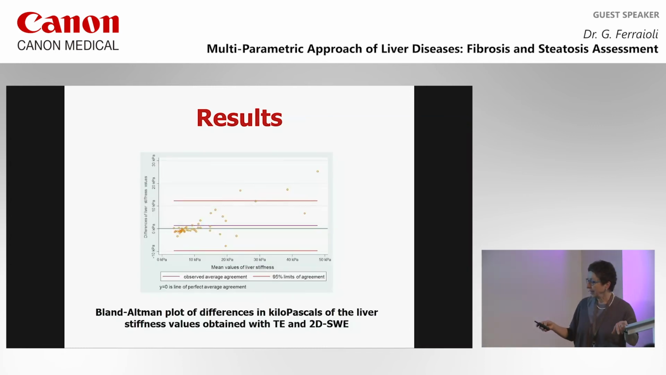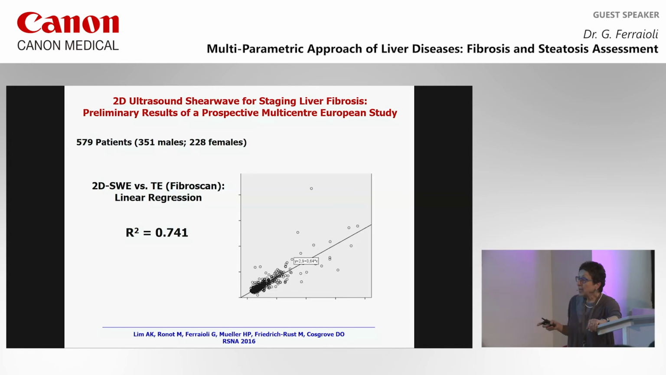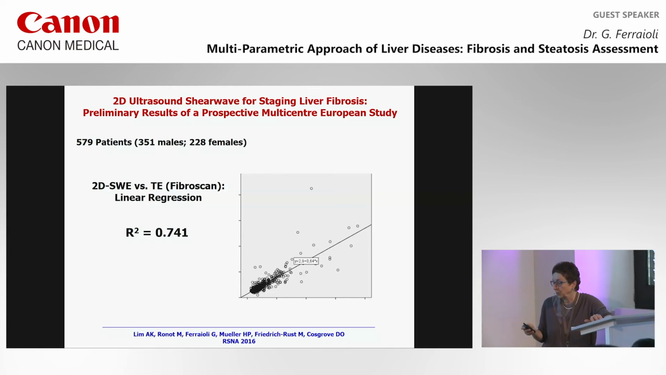And this is another way to show the data, using the Bland-Altman plot. And here you can see the same, that the data are very close to the values obtained with the FibroScan device. These results have been confirmed in a multi-center study in which our group has participated, in almost 600 patients, and you can see the same.